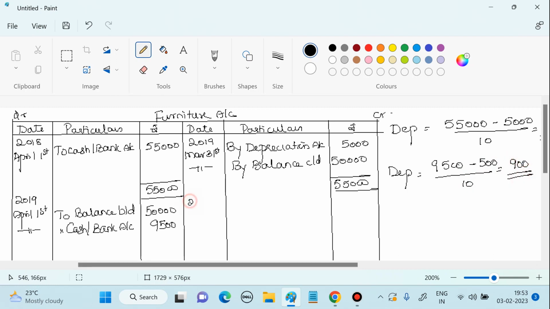So the depreciation we have to provide in 2020 March 31st. It was added on 1st April, so the entire year you can charge depreciation. So by depreciation account, we will be providing for this particular asset 5,000 and for the second asset 900. Total 5,900. That is the depreciation of the second year.